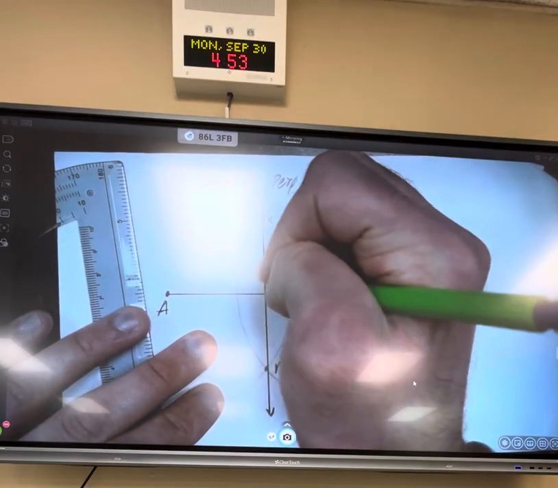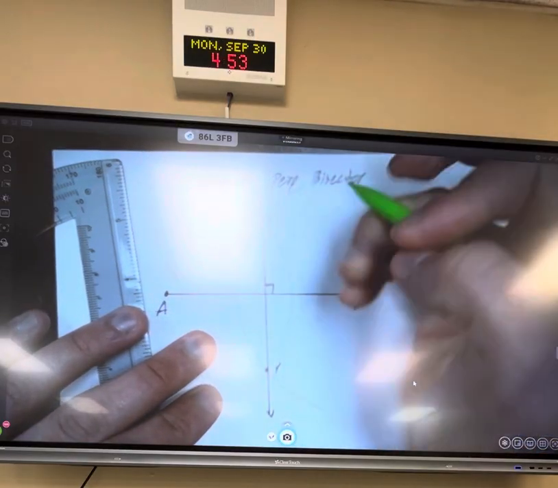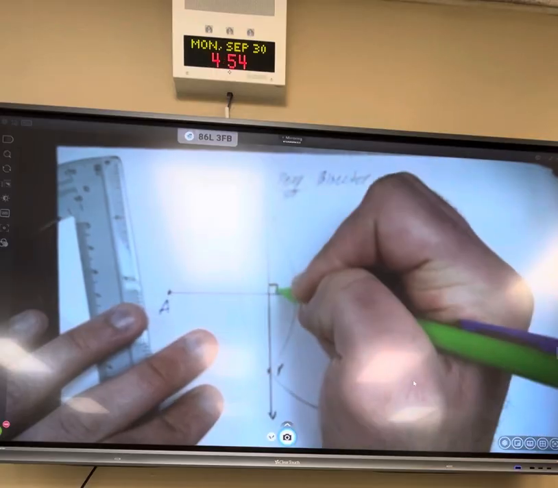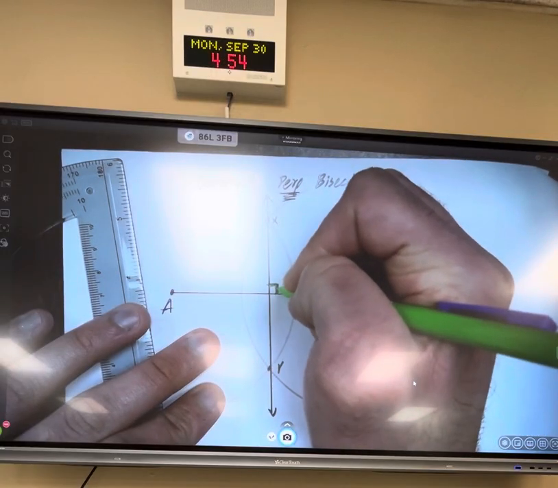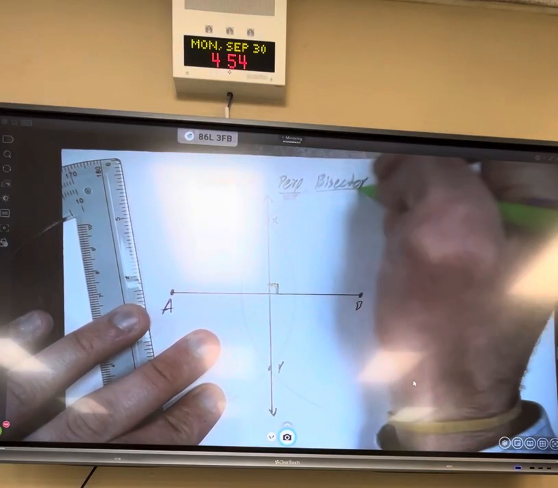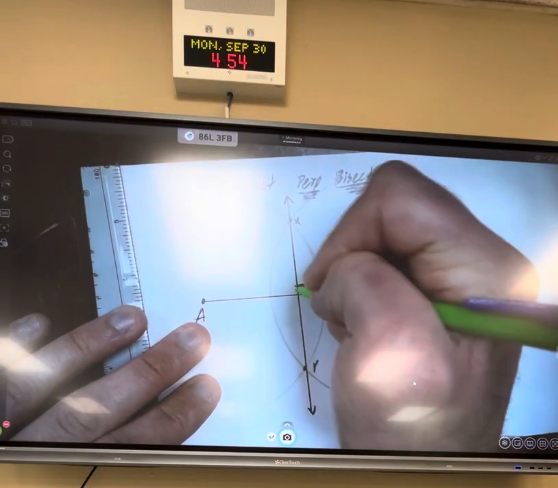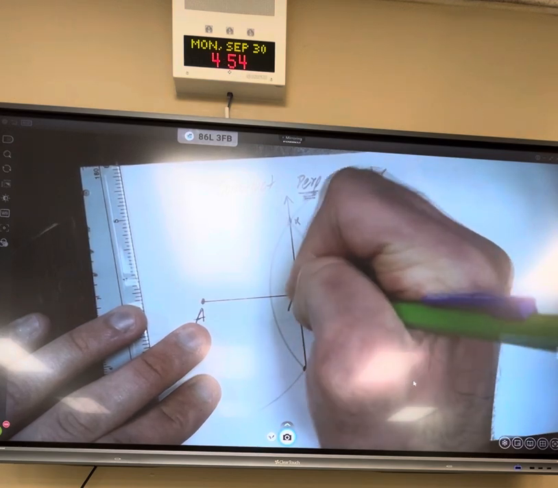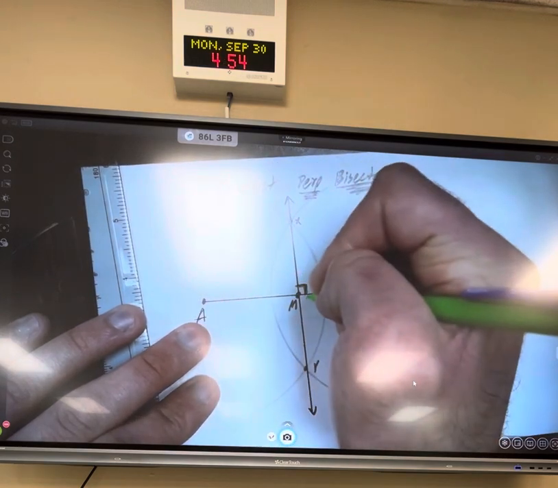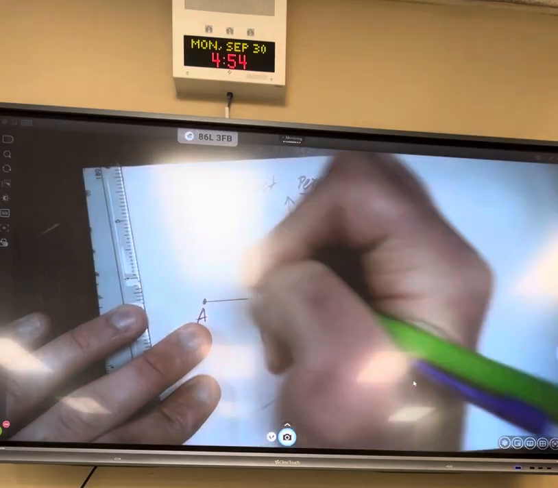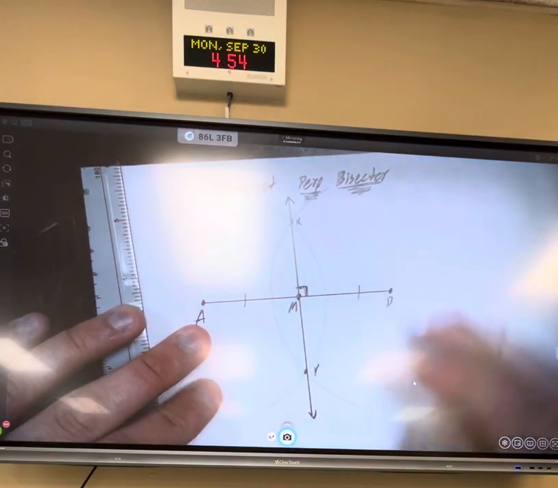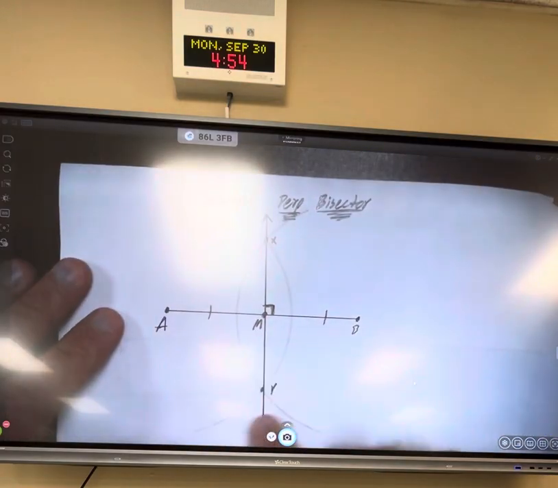So since it's a perpendicular, I know that this is gonna be a perpendicular angle, right? 90 degrees. And also because I know it's a bisector, whatever I name this, let's say I name it M, my AM is gonna be congruent to my MB, correct? So I'm gonna put a tick mark here and a tick mark there.